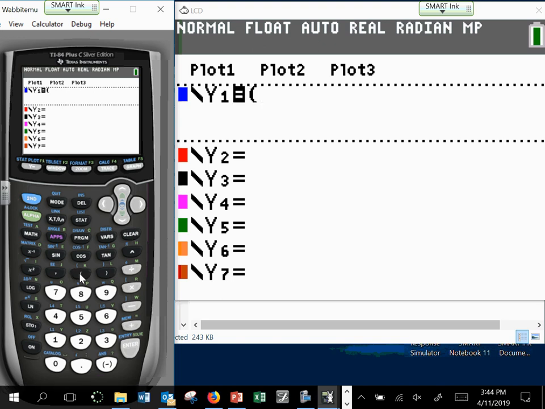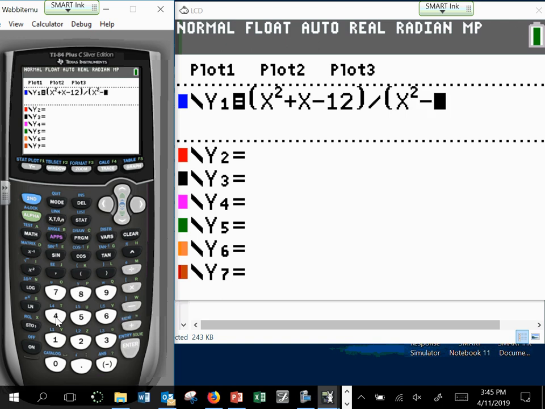So my numerator is x squared plus x minus 12. And then your other parenthesis, don't forget that. Then divided by, and then another parenthesis, x squared minus 4. Both in parentheses. So that's entering your function in there.